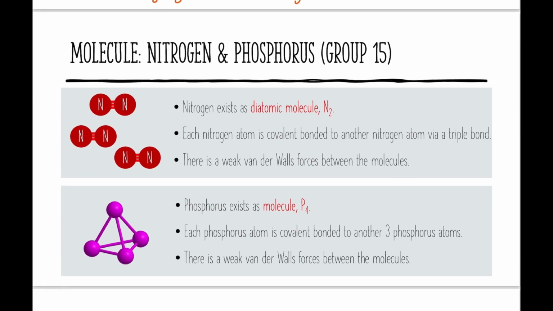Now let's have a look at nitrogen and phosphorus from group 15. A nitrogen atom is also unstable to exist on its own. That's why it forms a triple bond with another nitrogen atom to form an N2 molecule. Same story goes for phosphorus, but its most common allotrope is P4, which means 4 phosphorus atoms in a molecule, not P2 as nitrogen is N2.